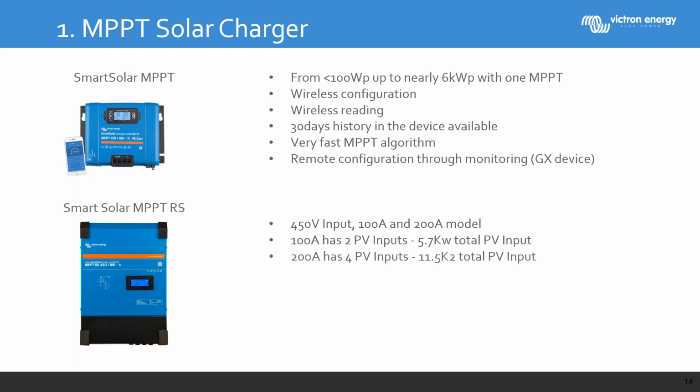The 200 amp model has 4 PV inputs, all totally isolated from each other. So it can be 4 different directions, 4 different types of solar panels. And that's around 11.5 to 2 kilowatt peak of total PV input. They have VCAN communication. So on the CAN bus, they communicate seamlessly with all the CAN devices. They have a very nice LCD display that will give you full monitoring of each PV input, your total yield, and string information.